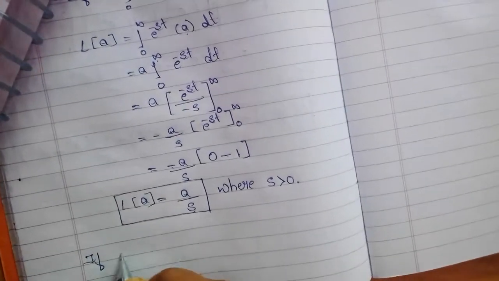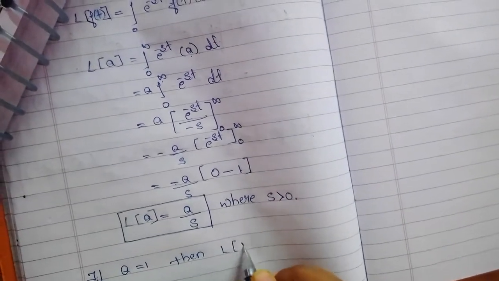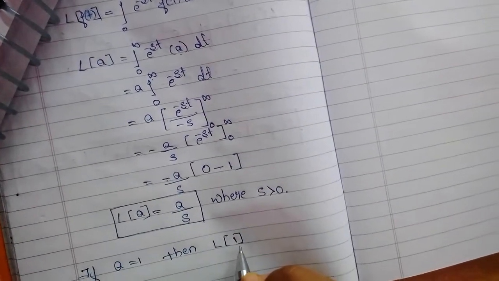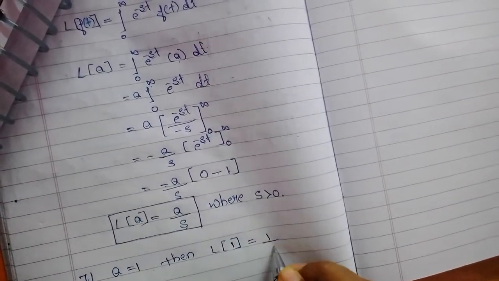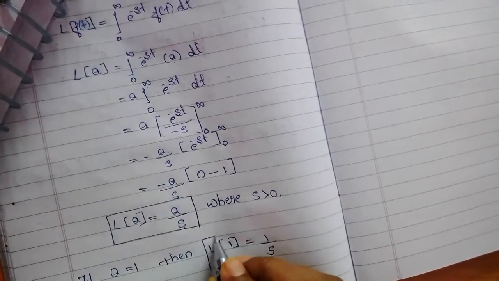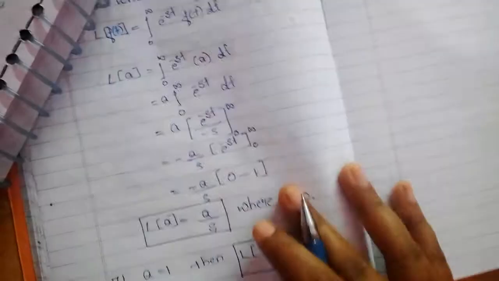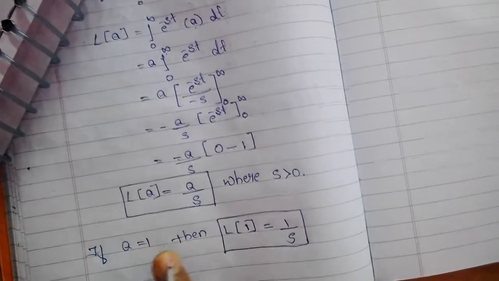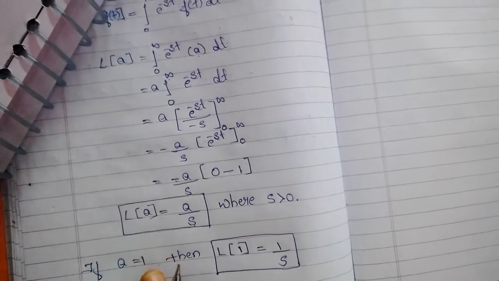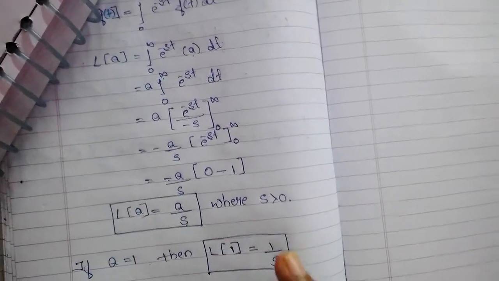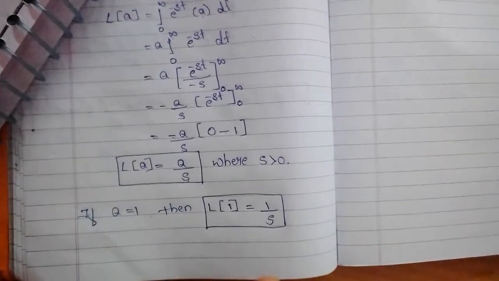If a is equal to 1, then Laplace transform of 1, we know that here 1 is constant. We take a is equal to 1, then Laplace transform of 1 is 1 divided by s. Similarly, if you take a is equal to 2, then we get Laplace transform of 2 is 2 by s. When we take a is equal to 20, we get Laplace transform of 20 is 20 divided by s. Similarly, we can find the Laplace transform of any constant term.